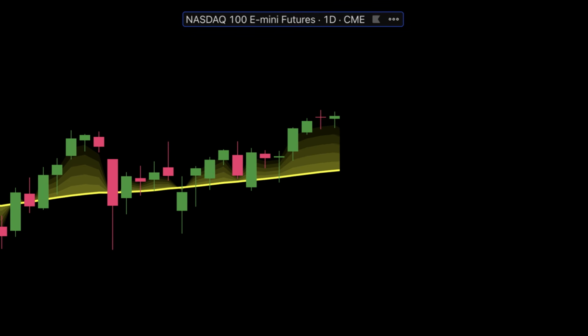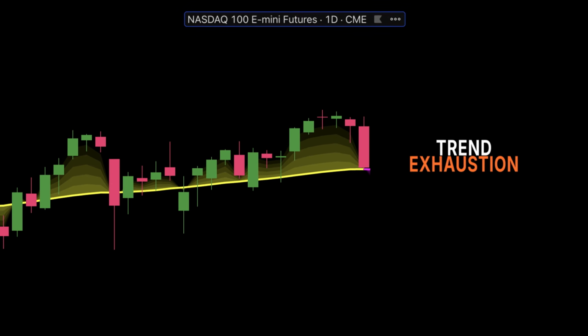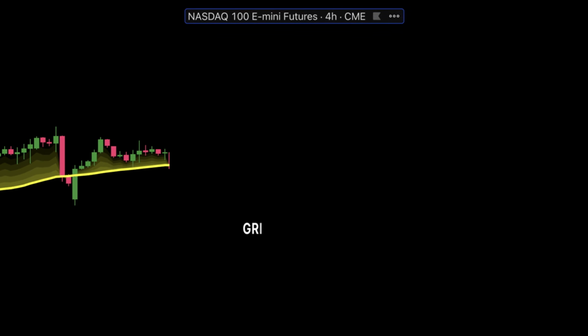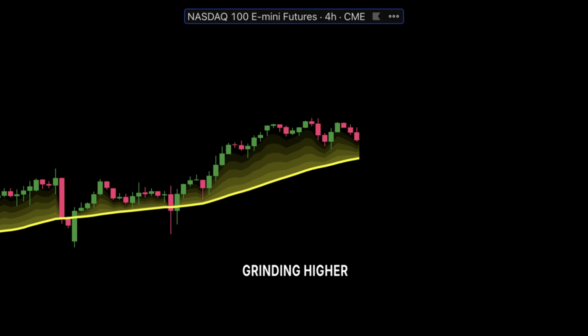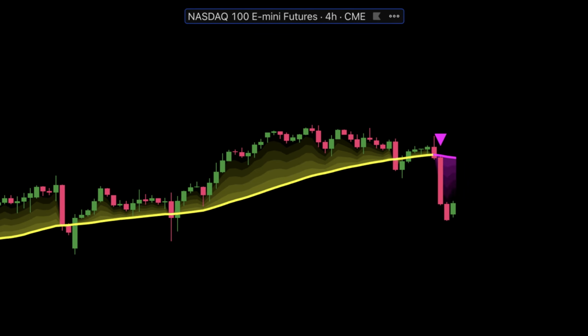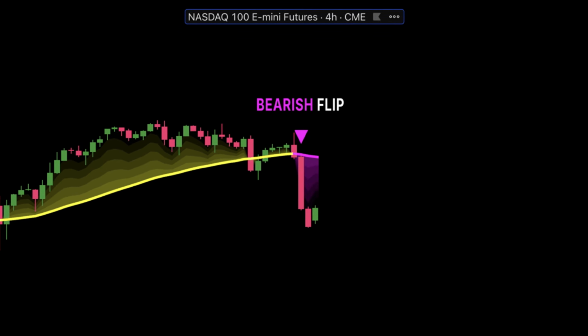Now the other direction, and it starts the same way. Zoom out first. On the daily, the Nasdaq's been climbing for a while. So this isn't a random top, it's a strong trend that's about to run out of road. Drop to the 4-hour. Price has been grinding along the top of the line in yellow, and then the line rolls over and flips to magenta. Same read as before, just flipped.